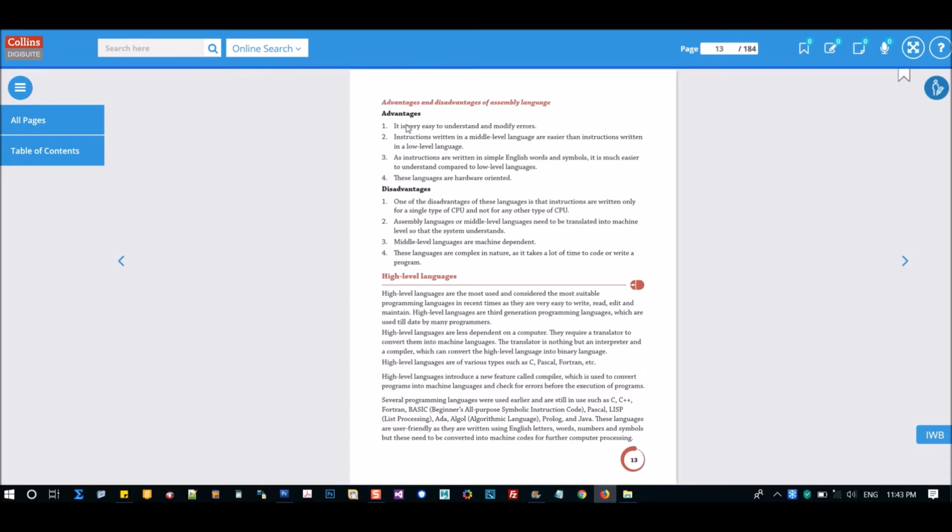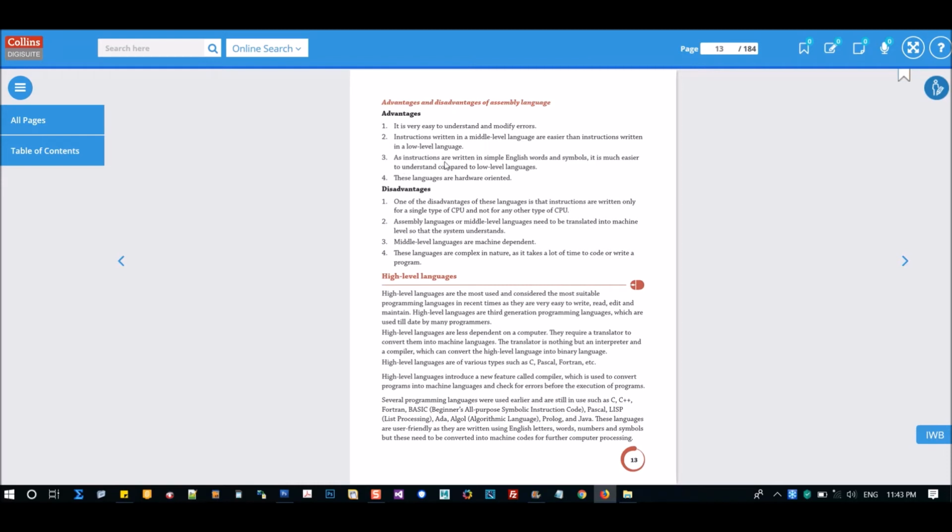Okay, here we have the advantages and disadvantages of using assembly language. Advantages: it is easy to understand and modify errors. If there is a mistake, we can modify it. Number two, instructions written in a middle level language are easier than instructions written in low level. Assembly is an upgraded version of machine language, so whatever we write in assembly is easier to understand compared with machine language.